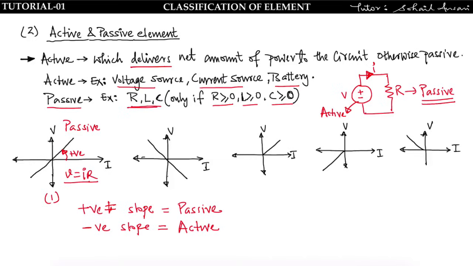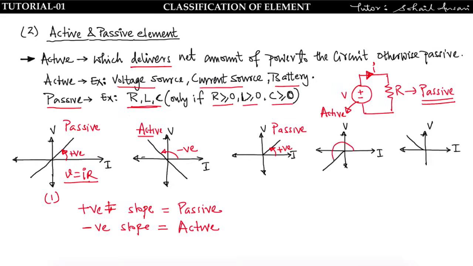See in this second graph, this has a negative slope. Slope is always measured from the positive axis, so this has a negative slope, means the element is an active element. See, this has a positive slope, means passive.